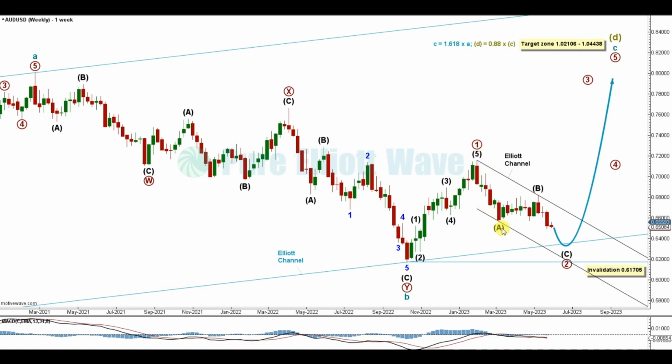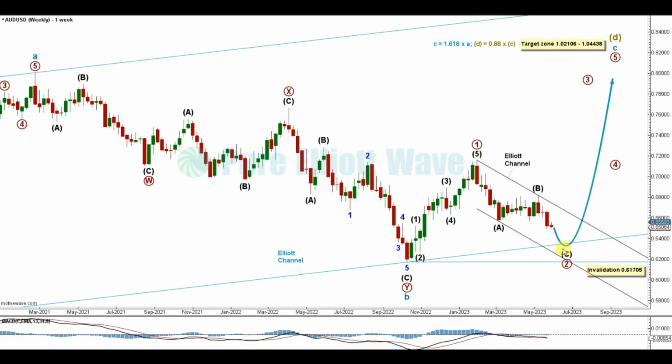This is a really clean A, impulse, B, correction, and so far we've had a really clean impulse to the downside. Invalidation for this impulsive structure sits at 0.61705, and that's where wave 2 cannot move beyond the start of wave 1.